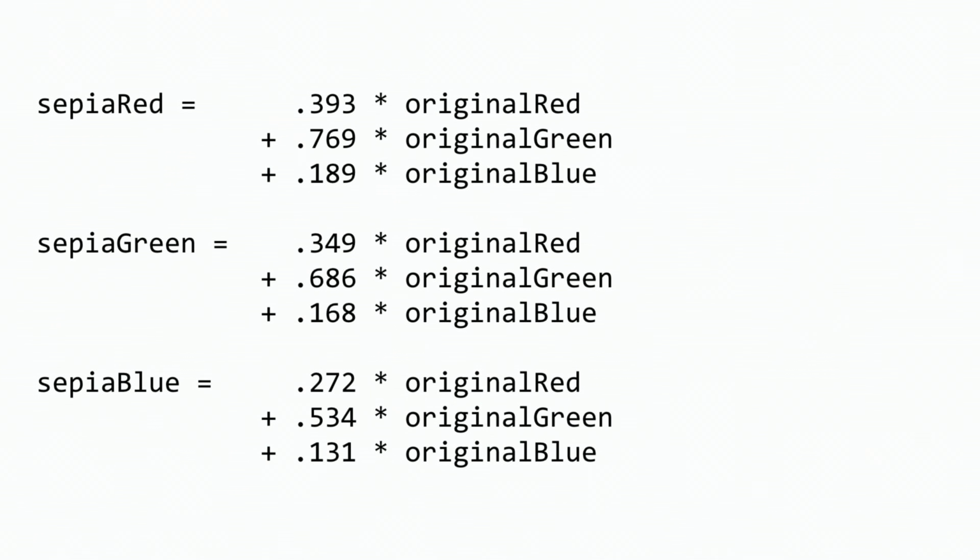We compute the amount of red in the sepia version of the pixel by taking the original amount of red and multiplying it by 0.393, taking the original amount of green and multiplying it by 0.769, and taking the original amount of blue and multiplying it by 0.189. And there are similar formulas for calculating how much green should be in the resulting pixel and how much blue should be in the resulting pixel.